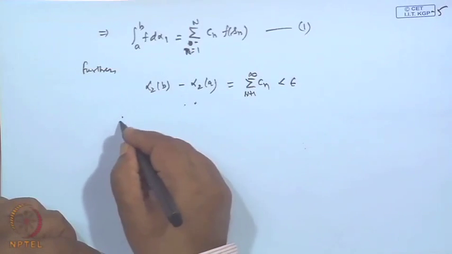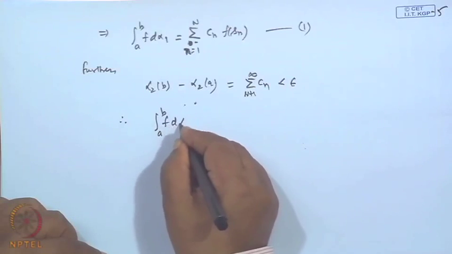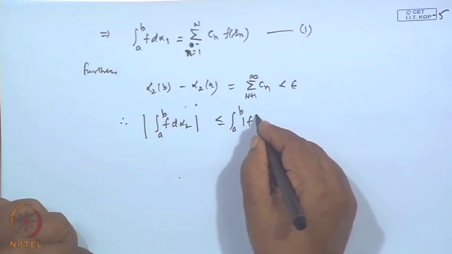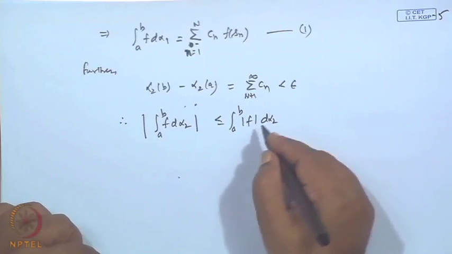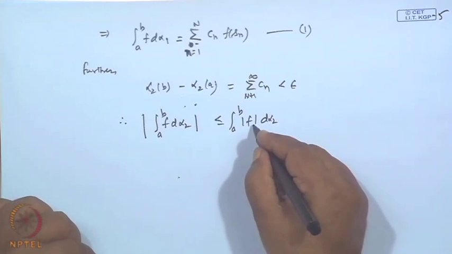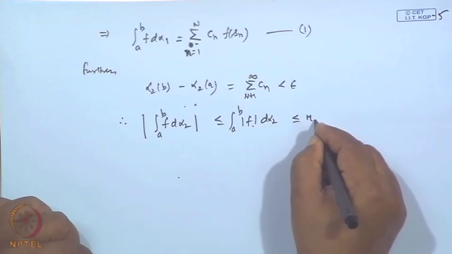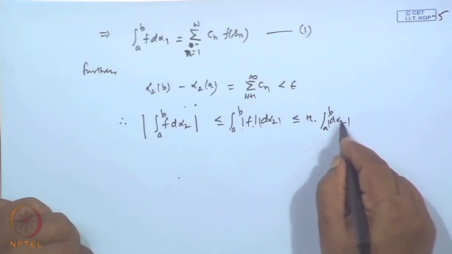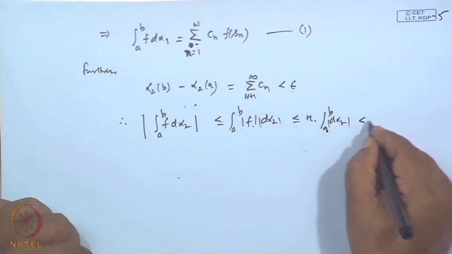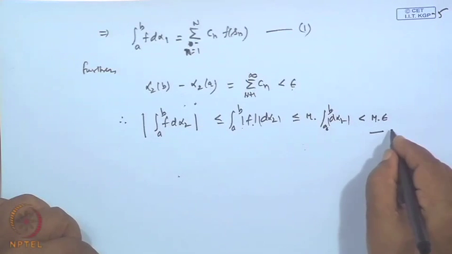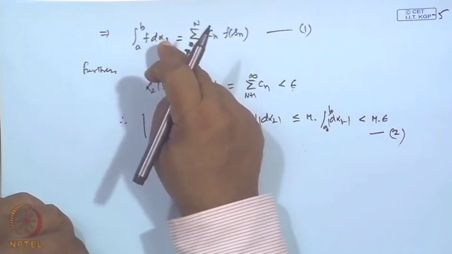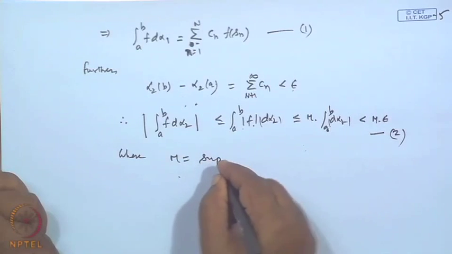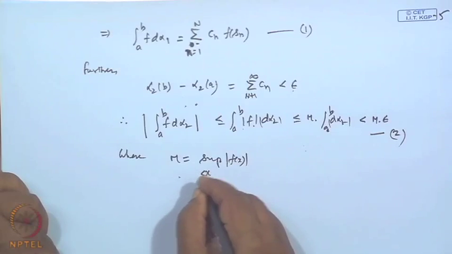Hence, the modulus of the integral from a to b of f d alpha 2 is less than or equal to the integral from a to b of mod f d alpha 2, and f is bounded. So, it is less than or equal to M times the integral from a to b of d alpha 2, and this value is nothing but alpha 2 b minus alpha 2 a, which is less than epsilon r. So, this is less than M into epsilon r. Okay, so let it be equation 2. Over alpha 1 we are getting this thing, over alpha 2 we are getting this thing, where M is the supremum value of the function f x over the interval a b.